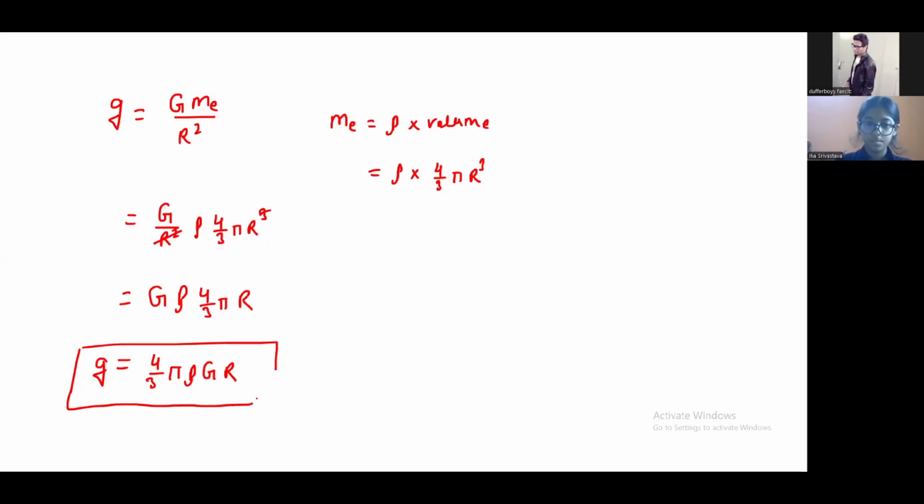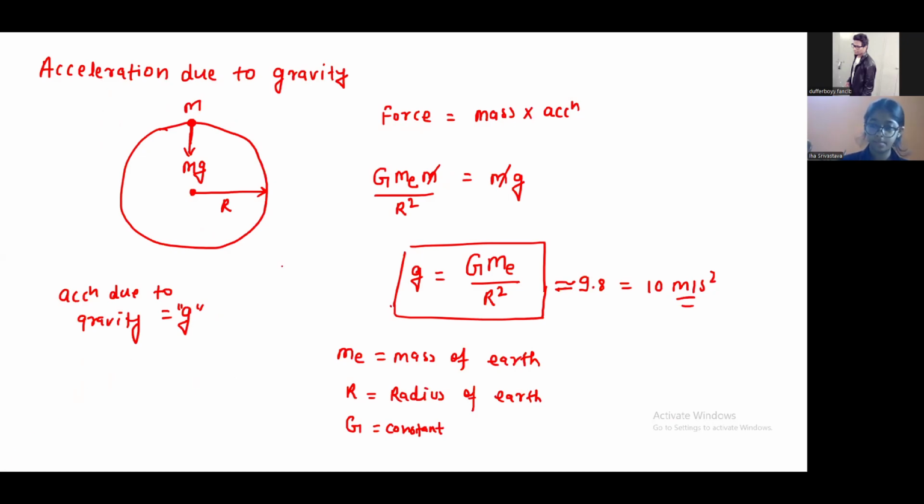So there are two formulas. One formula is g = G Me upon r square, and the other is g = 4 by 3 pi G rho r. The first formula is used when the mass of the planet is given, but the second formula is used when the planet's density and radius are given. Write this down, and then I will give you important points on g.